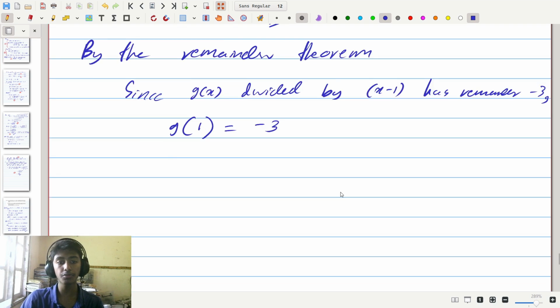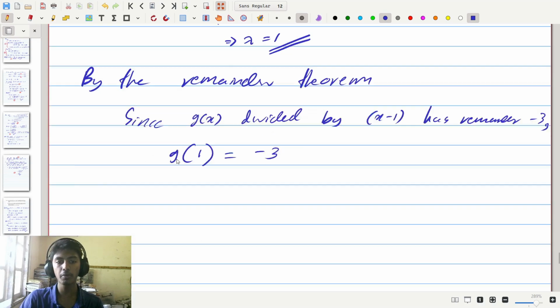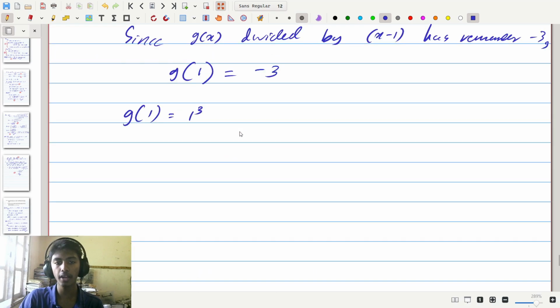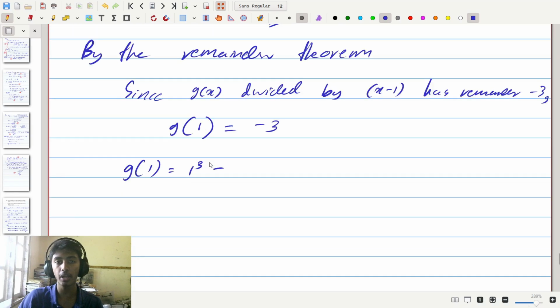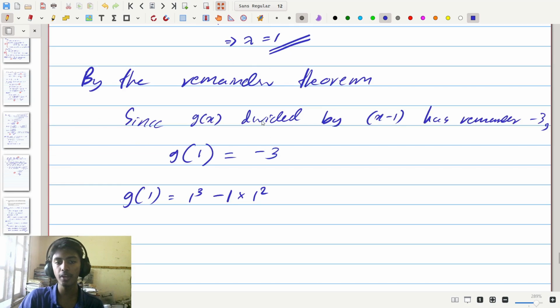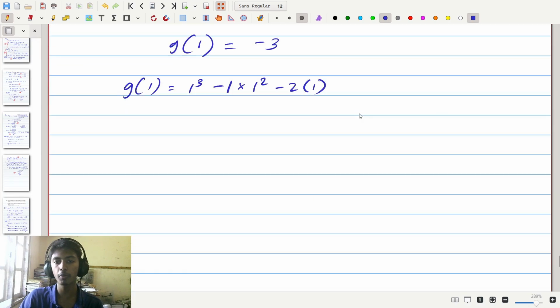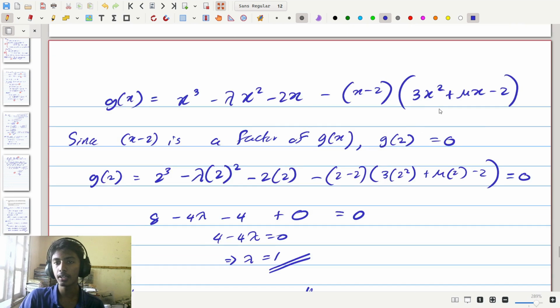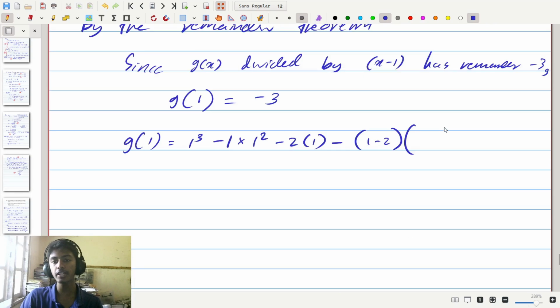Now if we substitute in g of 1, we can see that what we get is 1 cubed. G of 1 is equal to 1 cubed, and then minus lambda times 1 squared, so minus 1 times 1 squared, since we know lambda is equal to 1, and then minus 2x, so minus 2 times 1, and then x minus 2, which is going to be 1 minus 2, multiplied by all of this stuff, which is going to be 3 times 1 squared plus mu times 1 minus 2, which if we simplify, is all going to be equal to minus 3.